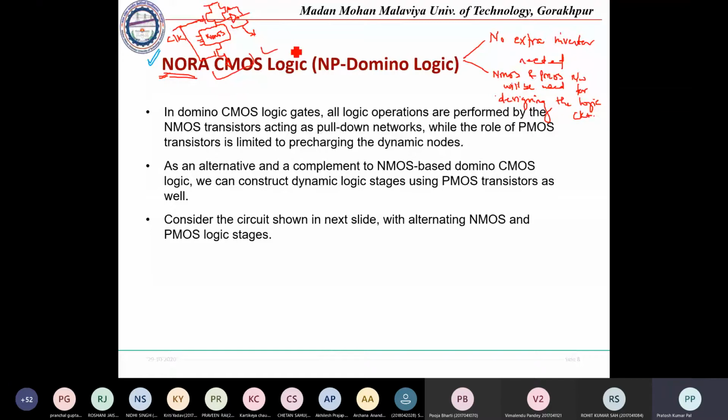So by removing this inverter, we will also be cascading different dynamic stages. These stages will be further combined together, and the first one is NMOS logic. Then in the NORA logic, whatever the next stage will be there will be made up of PMOS logic. So in NORA logic, we will use NMOS logic as well as PMOS logic, avoiding the use of inverters. Okay, so we will see what the structure of a NORA logic looks like.